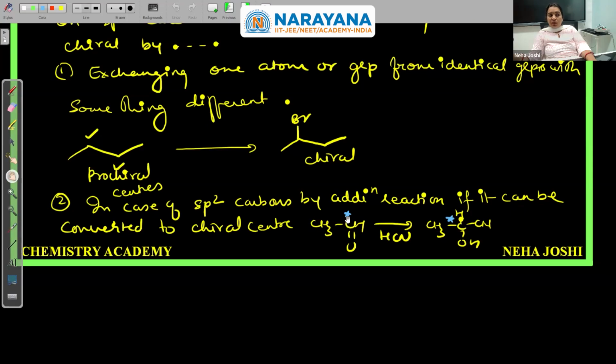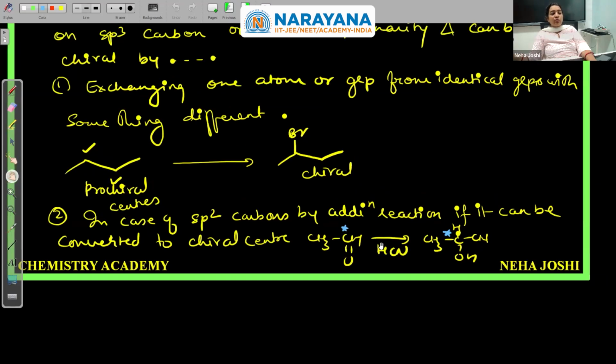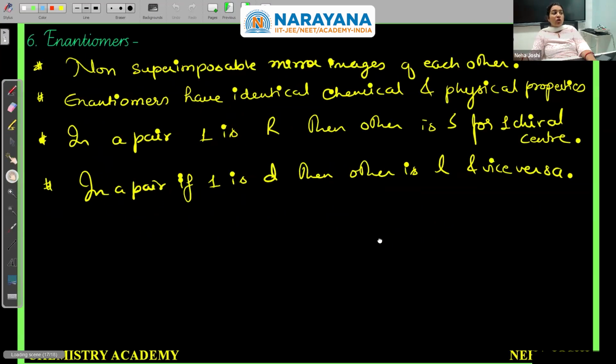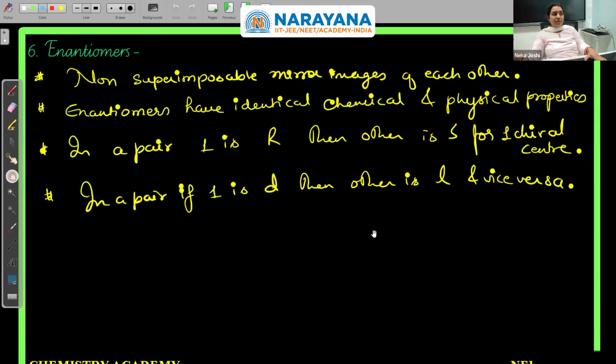So this was sp2 and can now be converted to an sp3 chiral center. So it is called a prochiral center. Is the definition clear? If there is anything you want to write, you have to tell me: please stop, we want to write.